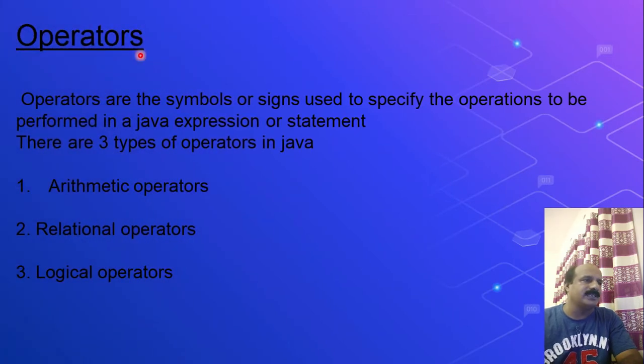We are going to see the next topic as operators. Look at the definition. Operators are the symbols or signs used to specify the operations to be performed in a Java expression or statement. So you can see three types of operators are mentioned here. One is arithmetic operators, relational operators, then logical operators.